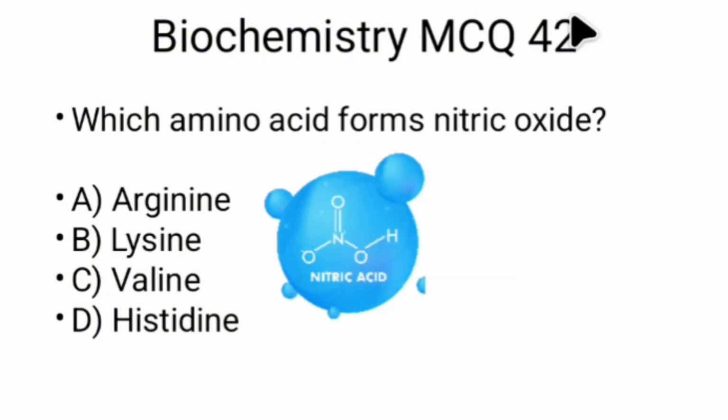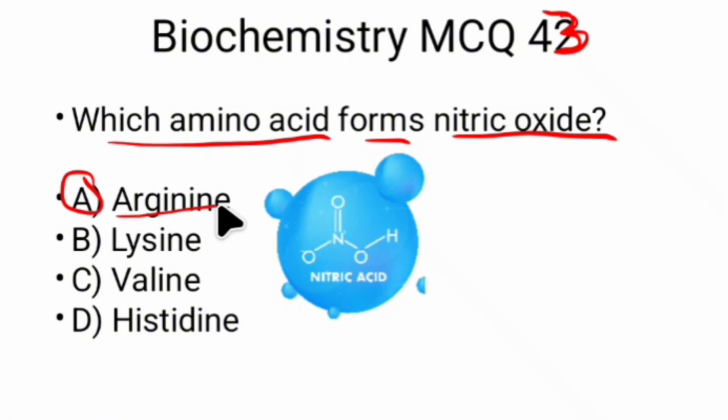Question number 43. Which amino acid forms nitric oxide? Correct option is A. Arginine is an amino acid which forms nitric oxide.